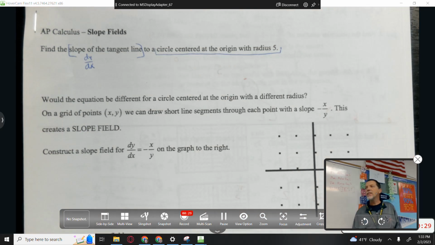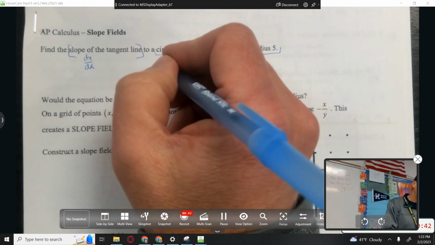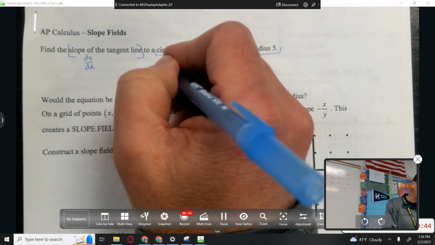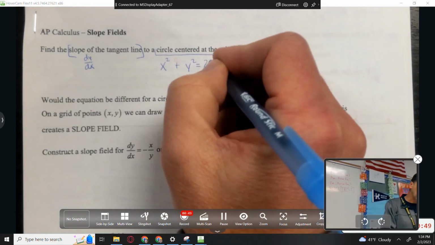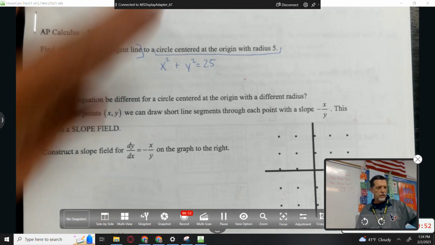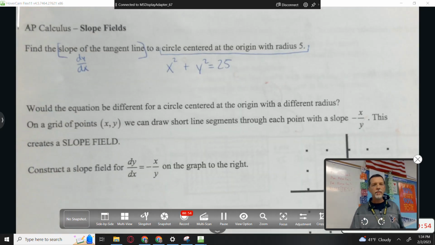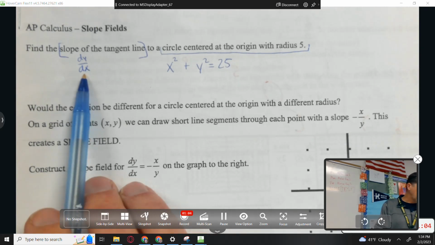Do you remember how to write the equation of a circle? Centered at the origin, that makes things a little easier. It's something squared and something else squared. That's not entirely wrong. x squared plus y squared equals r squared. So that's a circle centered at the origin, radius 5. We want to find dy dx.